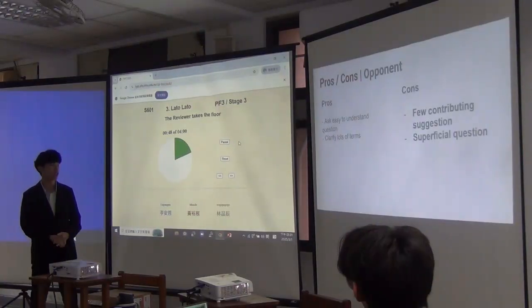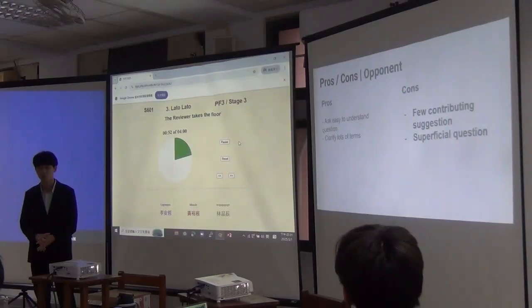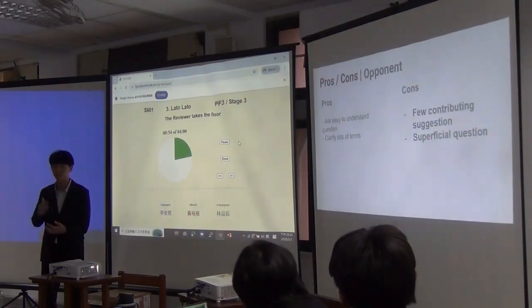Next. And here are pros and cons for the opponent. So they ask easy to understand questions. Their questions and their formats are easy to follow.